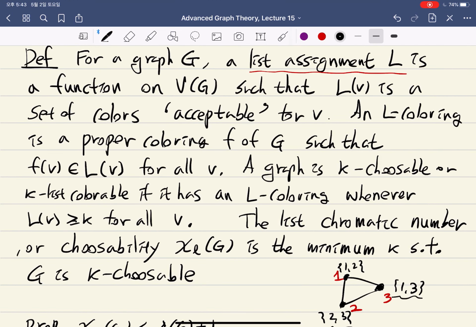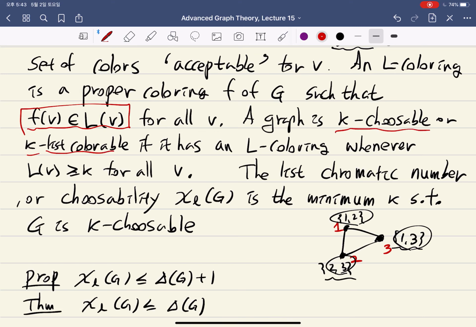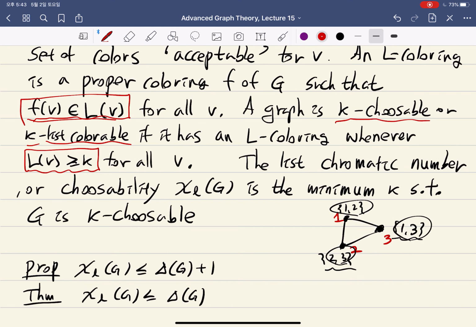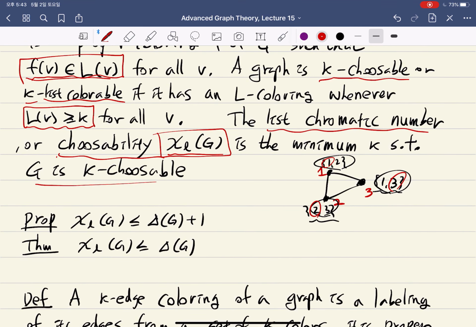That's list coloring. The list assigned to each vertex indicates the set of acceptable colors, and you have to choose the color from this set. We say that a graph is K-choosable, or K-list colorable, if whenever at least K colors are available at each vertex, we can select one color from each set so that the resulting coloring F is proper. The list chromatic number, or choosability, is written chi sub L, and it is the minimum K such that G is K-choosable.